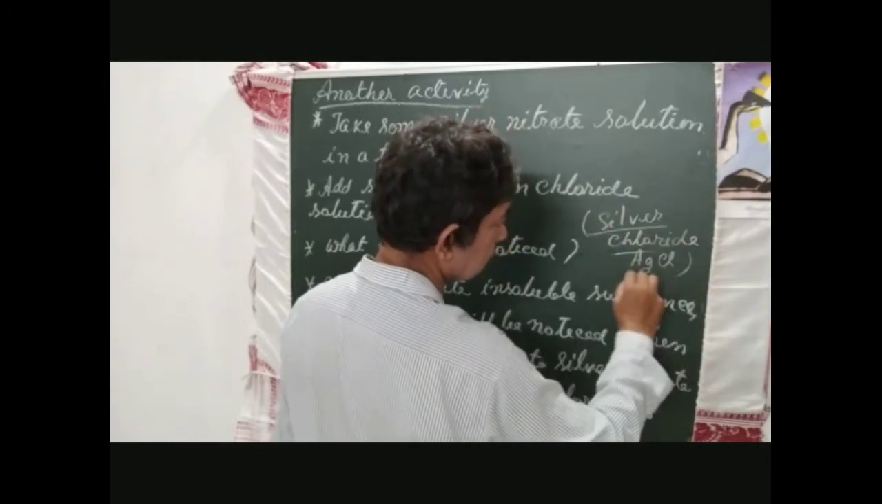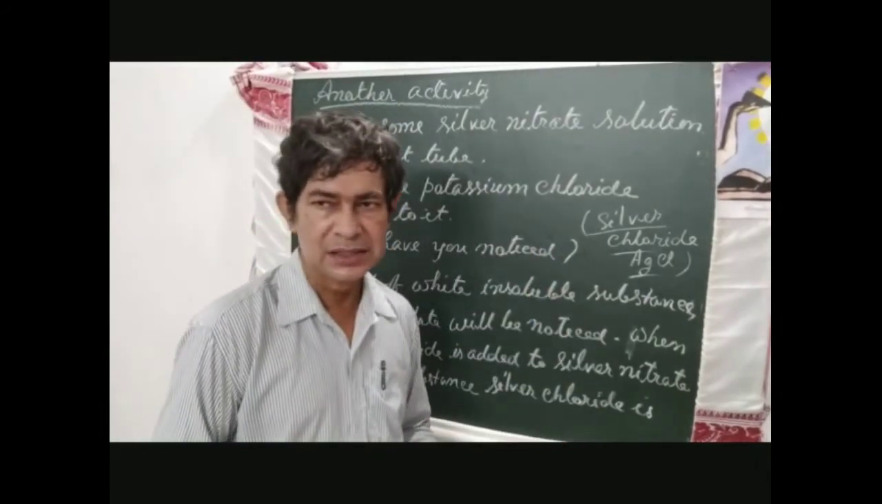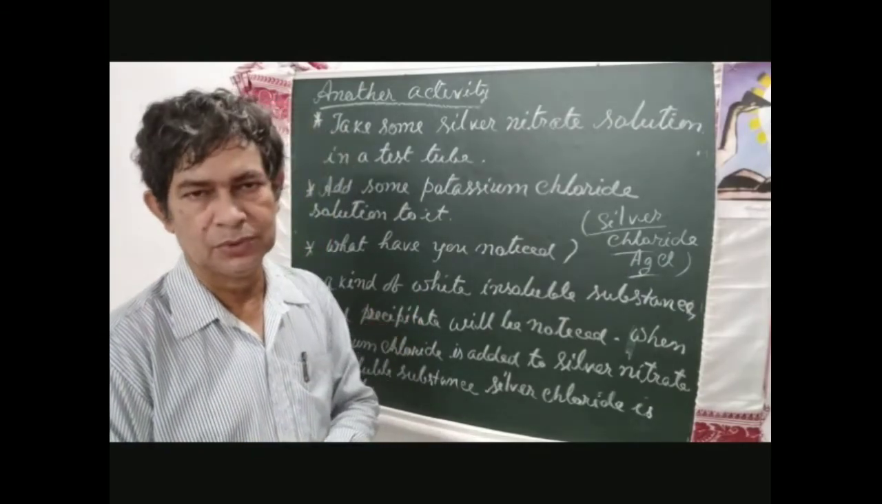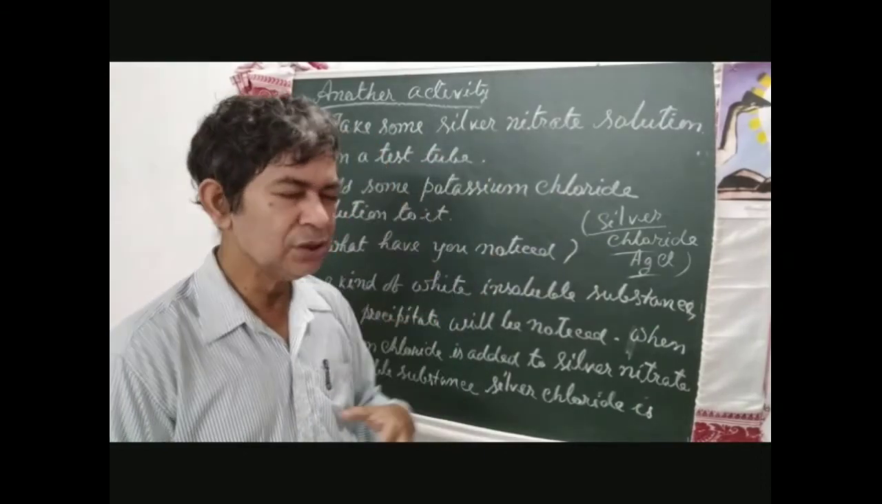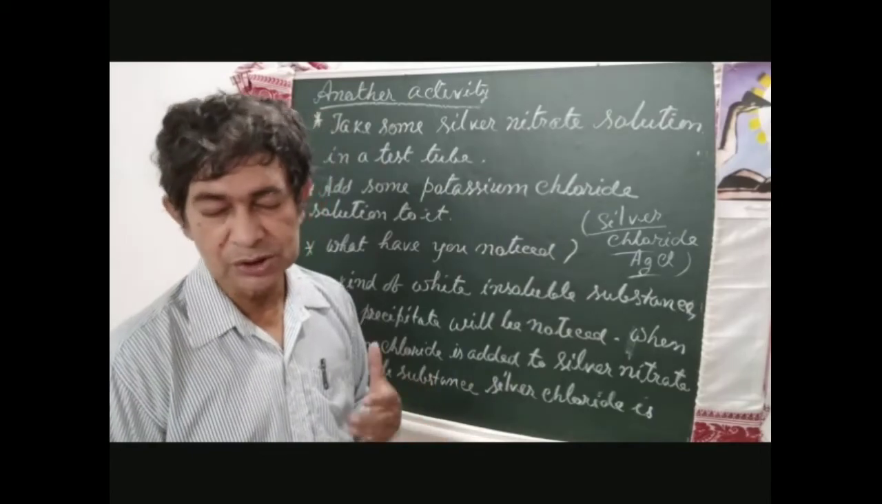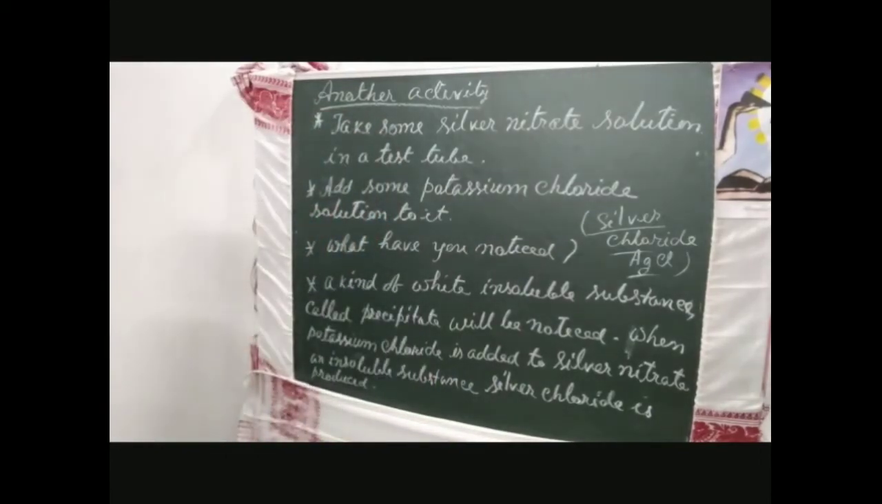This silver chloride is insoluble in water, and as a result, what will happen? It will remain on the bottom of the beaker. This type of substance, which is insoluble, is called precipitate.